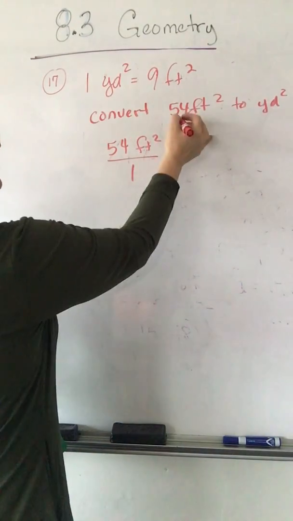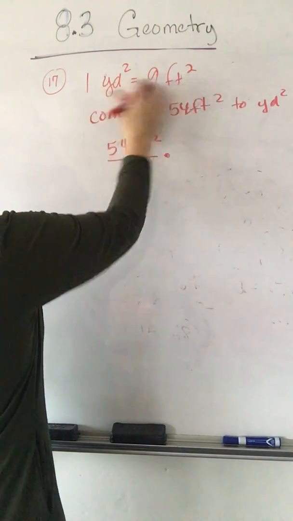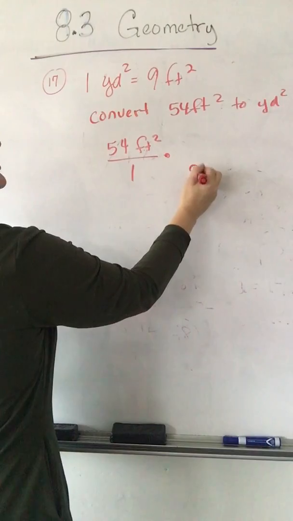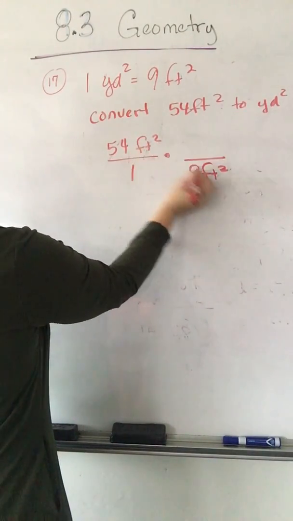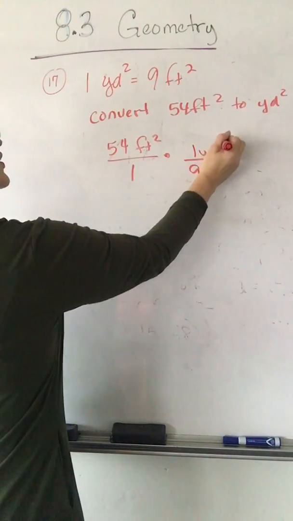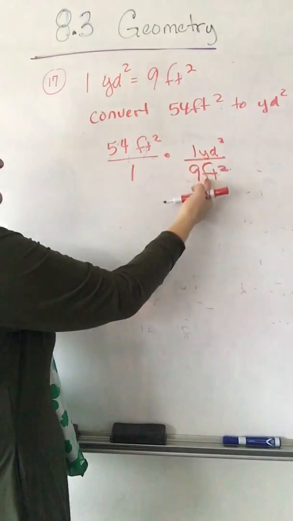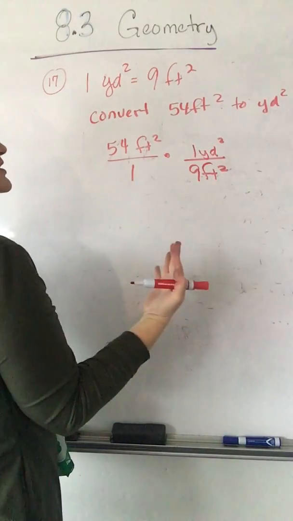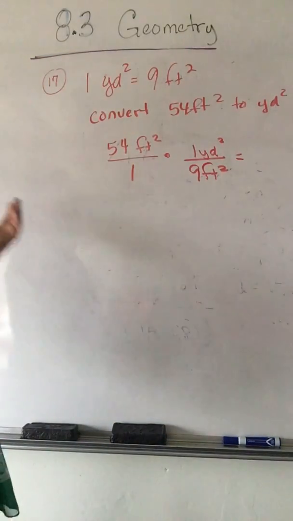So square feet, the question we're asked, over 1, then times this true equivalent statement, which we can make into a fraction. We want the square feet on the bottom, so 9 square feet, diagonal from the square feet, and 1 square yard are equivalent values, so it's like multiplying by a form of 1. This divided by this would be 1. So we don't compromise the value. It's legal to do it this way.